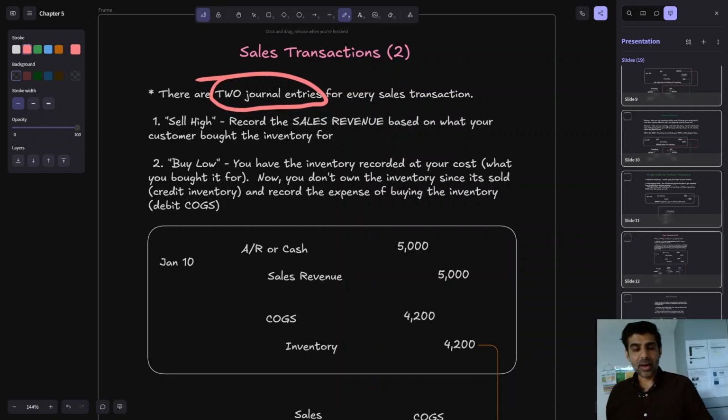Again, our business model of a merchandising business is to buy low and sell high. When we sell inventory, that's the time where we capture this, because this is all income statement stuff. Buying low is the expense of buying the item, and selling high is the revenue. So we want the revenue and the expense of that inventory to be on the same income statement.